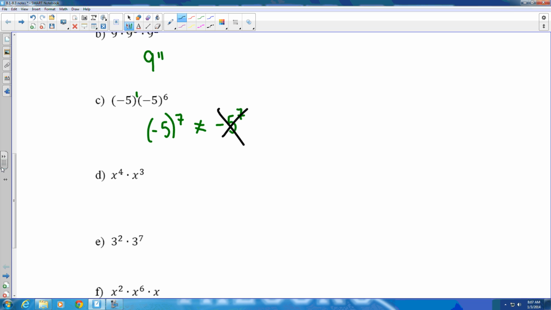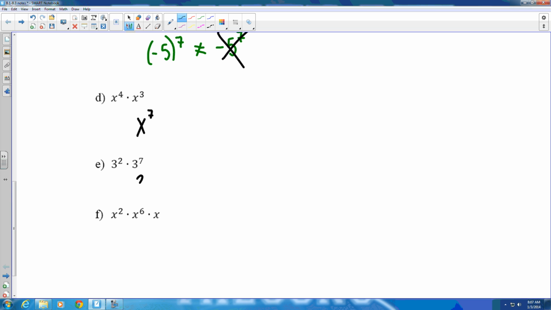So even with x's, that's a similar base, so now we can add the exponents. X to the 7th. E is 3 to the 9th. And F is x to the 9th, remembering that there's a 1 right there with that x.